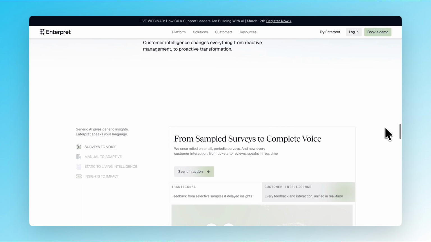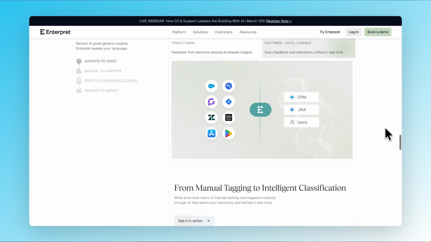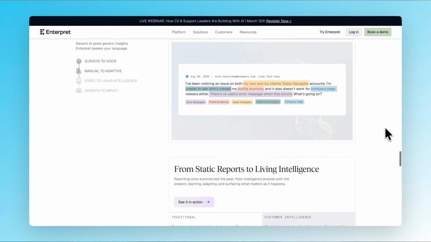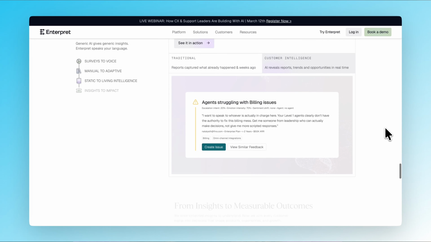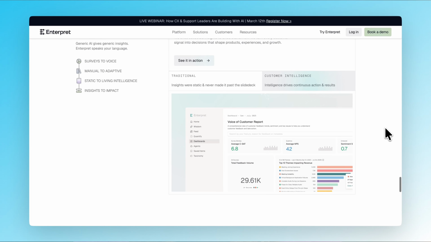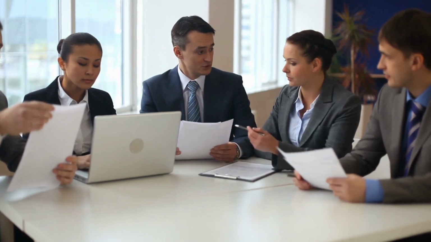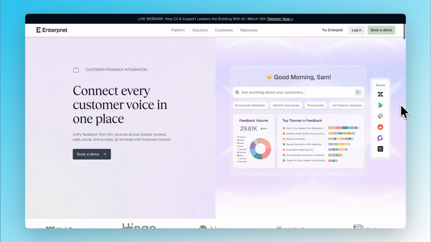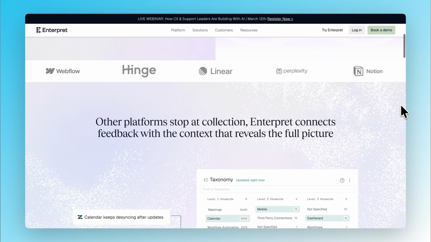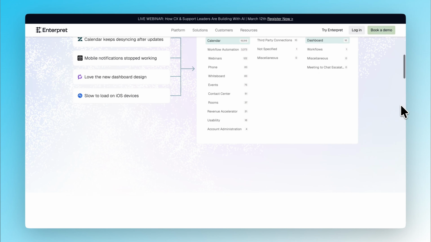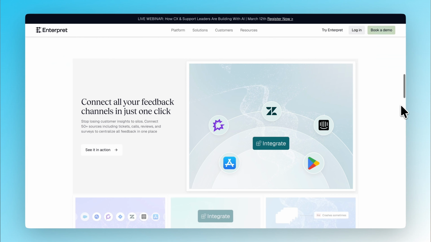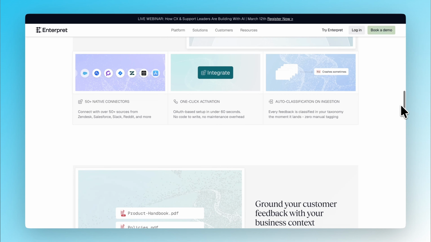Where Enterpret stands out is speed and flexibility. The platform is designed to help teams quickly explore feedback, slice it by segment, channel, or time frame, and understand what customers are reacting to without needing rigid taxonomy upfront. This makes Enterpret particularly appealing for product led teams, fast growing SaaS companies, and teams experimenting with feedback driven decision making. Enterpret's AI automatically identifies themes and clusters feedback while also allowing teams to iterate on those themes as new patterns emerge. This is useful when feedback evolves quickly.